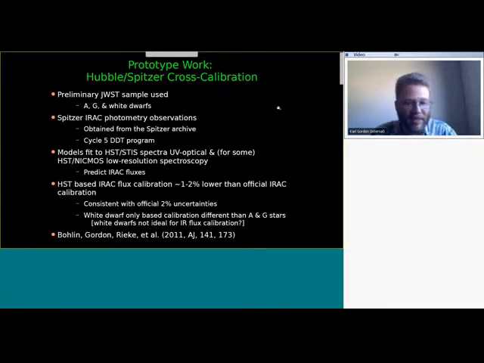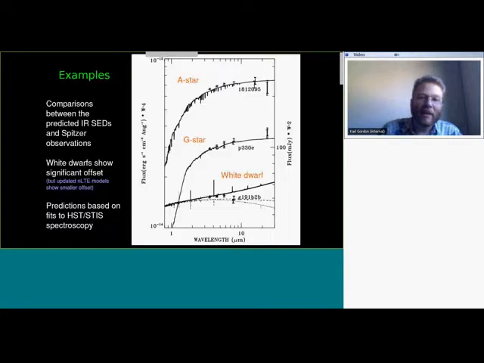Interestingly, the white dwarfs were actually deviant, larger than expected, compared to the calibration of the A and G stars. Maybe there's something about white dwarfs not being ideal for IR flux calibration. Maybe. So this is an example of one of the figures out of the paper, and you can see on the top is an A star. The measurements are the errors, right? So there's the IRAC measurements, and then that's the Spitzer IRS blue peak-up filter, and that's MIPS 24.